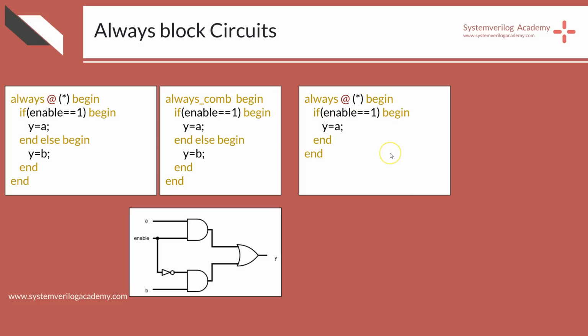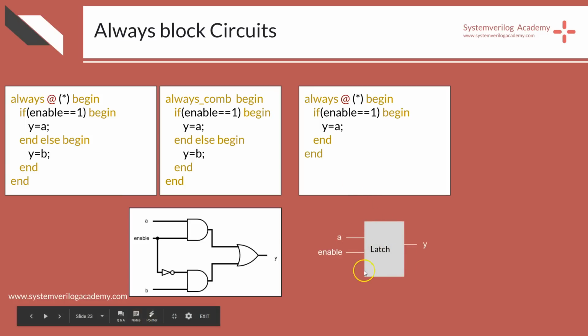In other words, this description doesn't say anything about any changes to Y when enable is low. Thus the synthesizing software will decode it as, keep the value of Y the same when enable is low. This is nothing but a latch, which will change its output when enable is present, and store it otherwise. Thus, instead of a combinational circuit, it resulted in a sequential circuit with a latch.